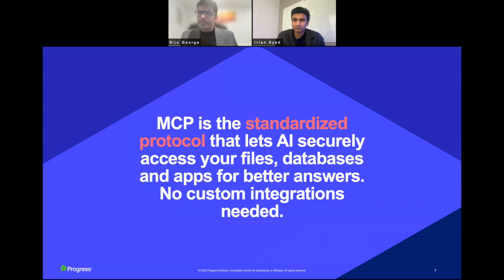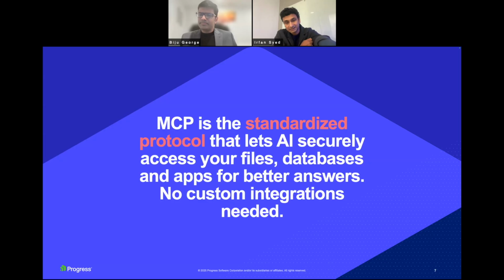So Irfan, one question I had when I was seeing this: I have some experience with the MCP, but at the same time, I still consider myself in the learning phase actually. So here the objective is to connect the LLMs to your corporate data, right, or your enterprise data. Why does MCP become the only standard there? Any thoughts around that? That's a good question, Biju.